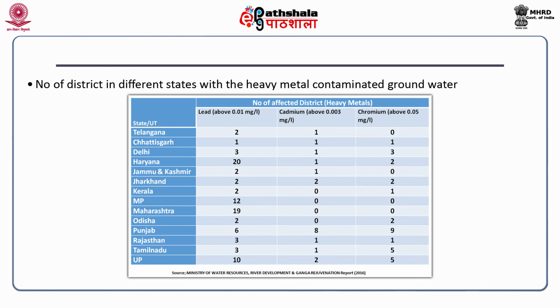Cadmium levels more than the permissible limit have been reported from 8 districts of Punjab, and similarly higher levels of chromium have been reported from 5 districts of Tamil Nadu and 5 districts of Uttar Pradesh. Here more monitoring studies are required to get a clear picture of the situation.